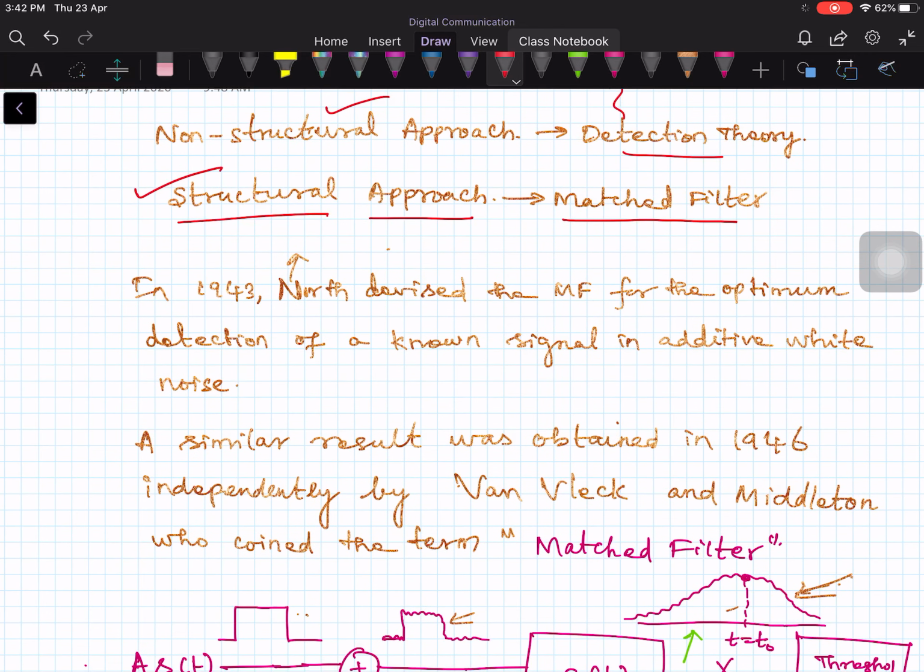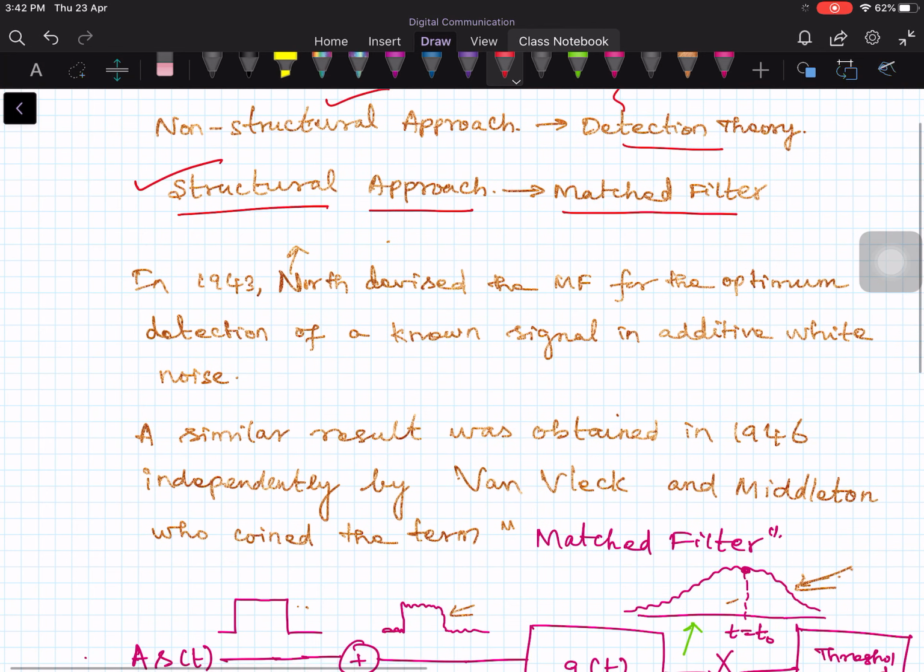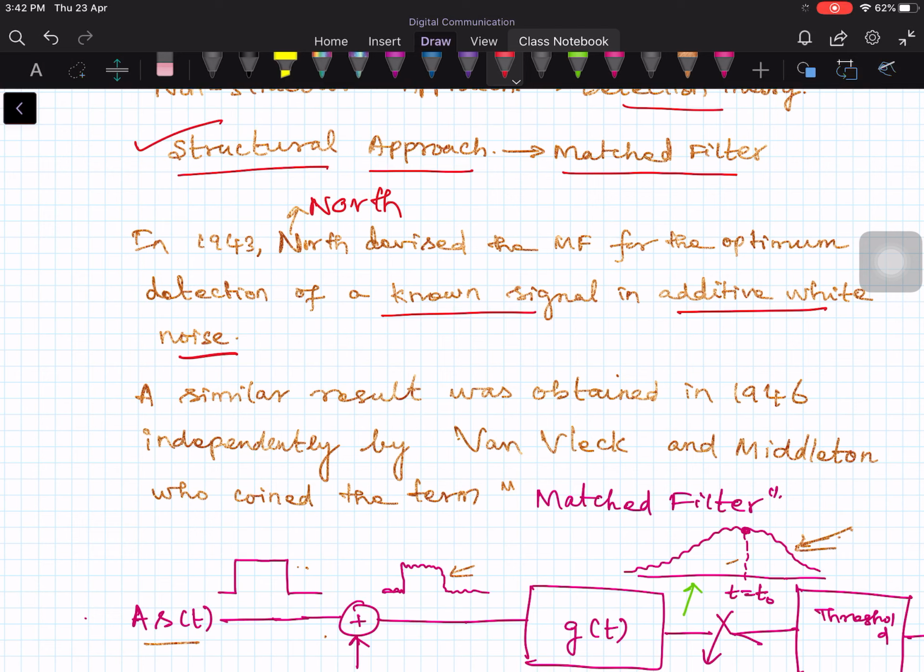In the year 1943, North devised the matched filter for optimum detection of a known signal in additive white noise. A similar result was obtained in 1946 independently by Van Vleck and Middleton, who coined the term matched filter. So this is the brief history about the matched filter. Now the block diagram of the matched filter is given here.